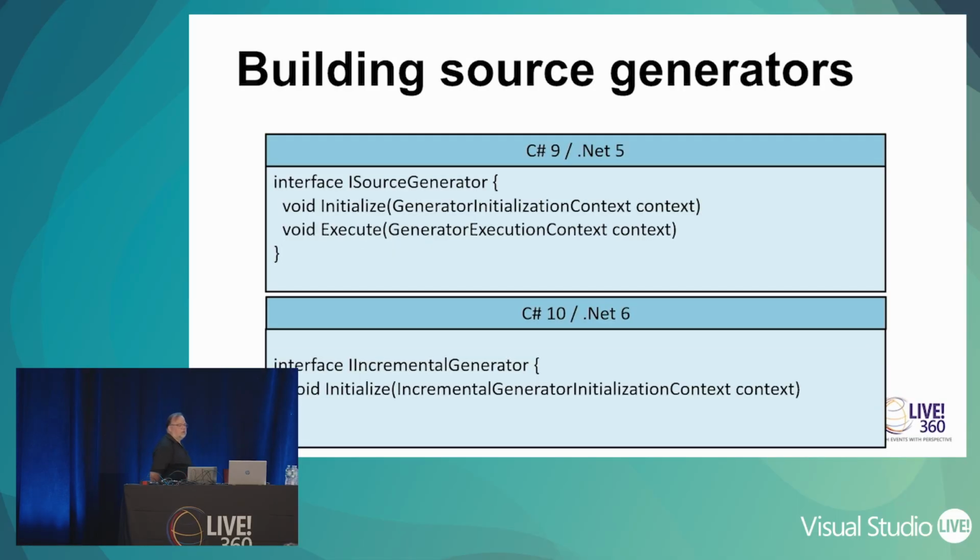With the ISourceGenerator, we have two methods: one to initialize it and set up what kinds of things we want to pay attention to. And then the second part was, when we find something that actually meets the criteria, we're going to do something on top of that and evaluate what the code was around it.